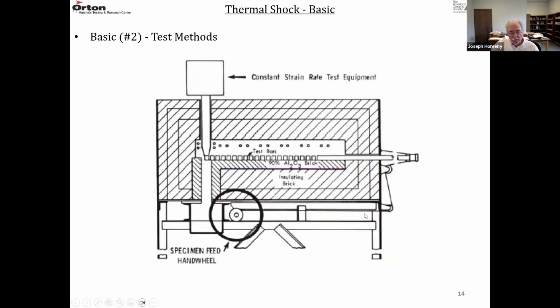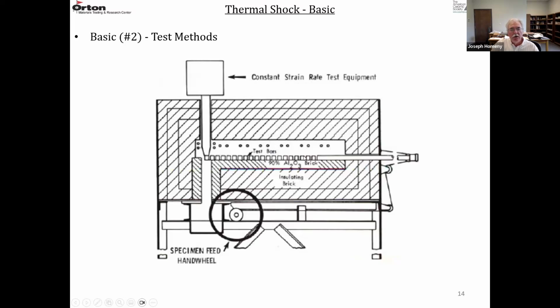So this is the furnace arrangement they used. There's a mechanical test machine. This is the upper knife edge shown here, attached to a mechanical test machine, so they can use a constant strain rate to load the samples. So this whole arrangement is a furnace. The circles are the heating elements. The 1 inch cross section of the test bars are shown here.